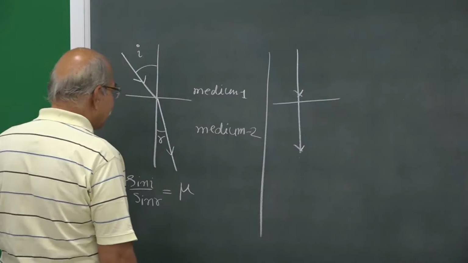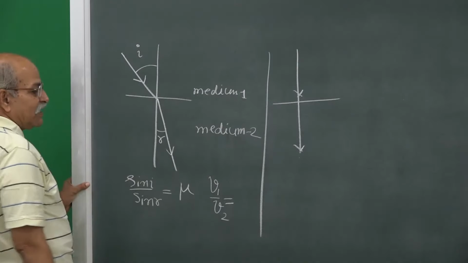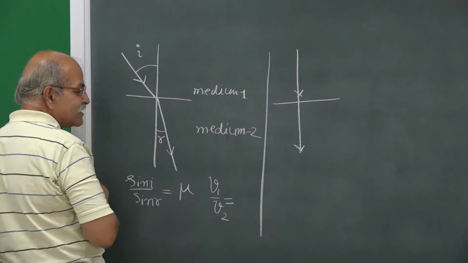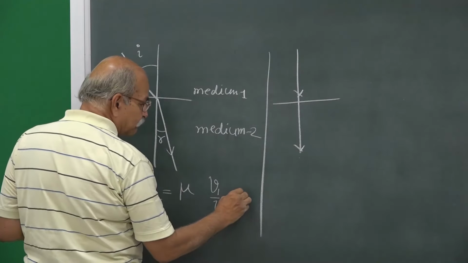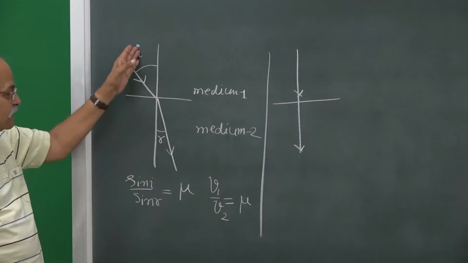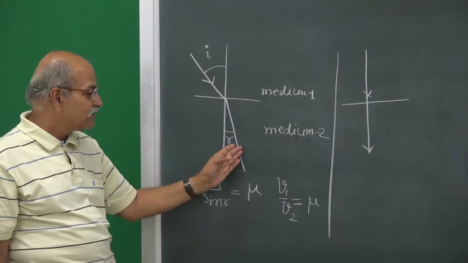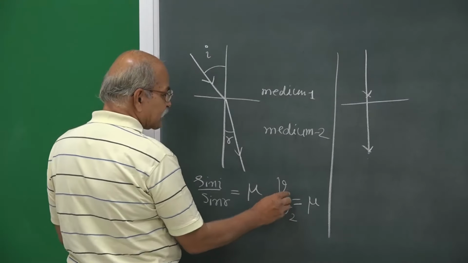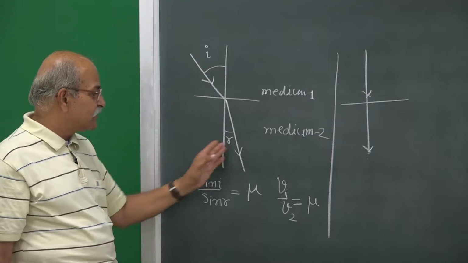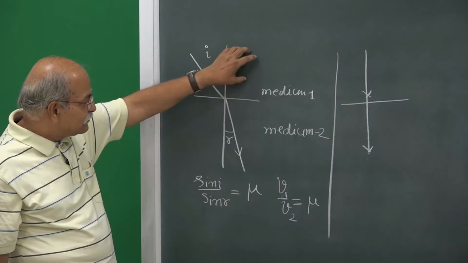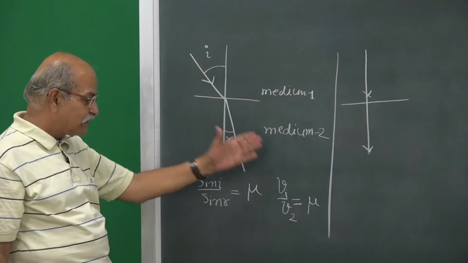You may also have learnt that this v1 by v2, speed of light here and speed of light here, that is in this ratio of mu. This is your ratio mu. So, independent of i and r, you have refractive index defined in terms of the speed of light here and speed of light here, v2 by v1 rather. Second medium, the speed is smaller in this drawing, and this first medium the speed is larger. And this mu is of second medium, which is more than 1. So, it is like this.